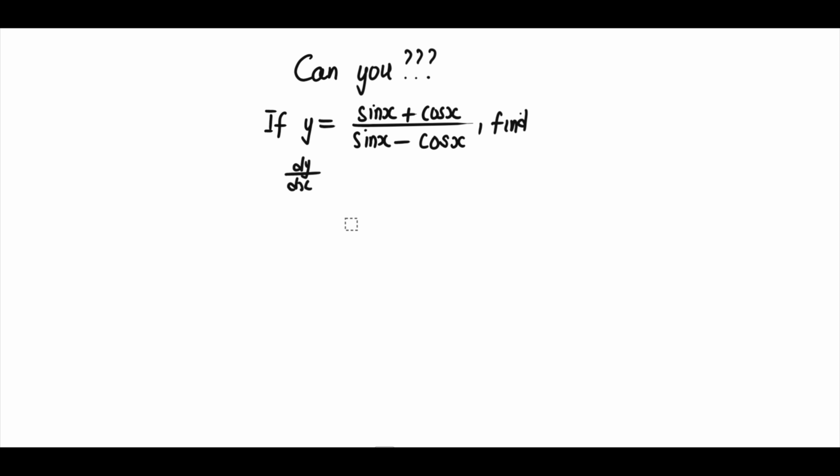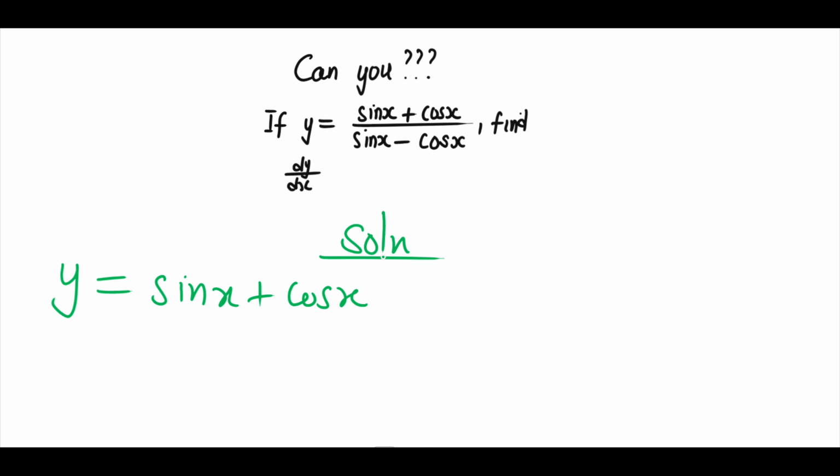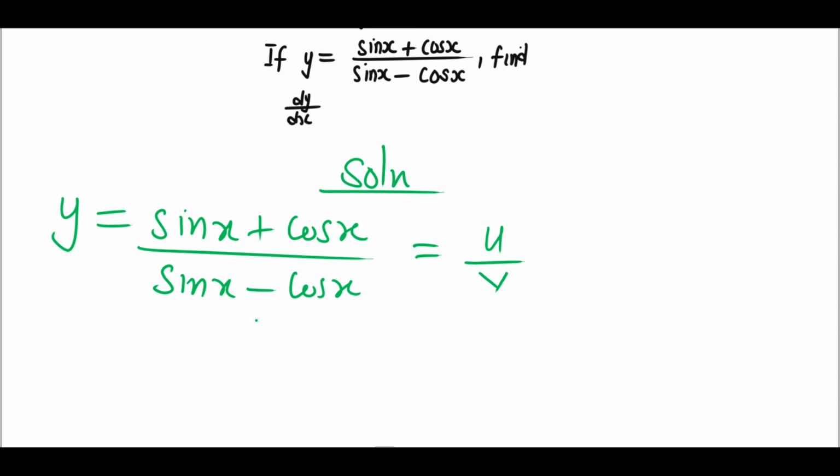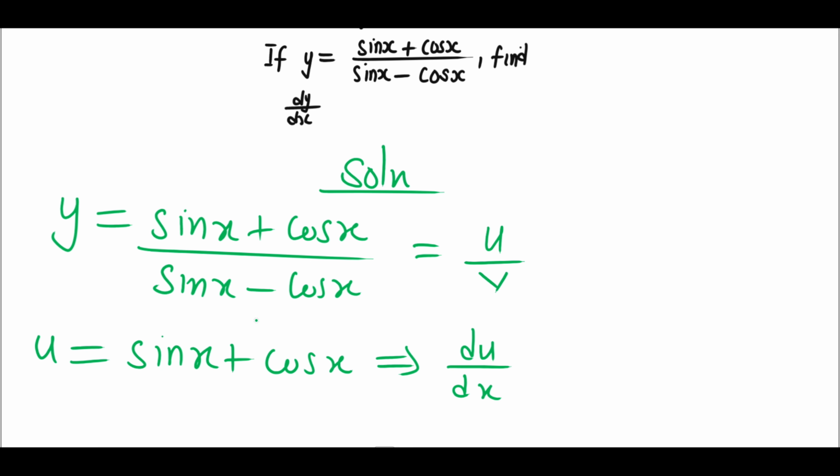So our function, which is y, is equal to sine x plus cos x divided by sine x minus cos x. So we compare it with the fraction u divided by v. So our u will be the numerator, which is sine x plus cos x. Then you find the derivative of the function. So we are going to differentiate function u with respect to x.